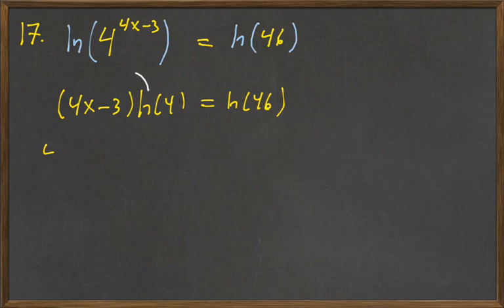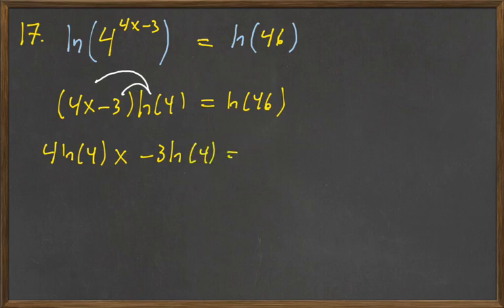And that is to go ahead and distribute that natural log of 4. There's plenty of ways of doing this, but we'll go ahead and stick with that. So we'll distribute that natural log of 4. So 4 natural log of 4x minus 3 natural log of 4, and that's going to be equal to the natural log of 46. So we're going to isolate that x. So we're going to add a 3 natural log of 4 to both sides of the equation.